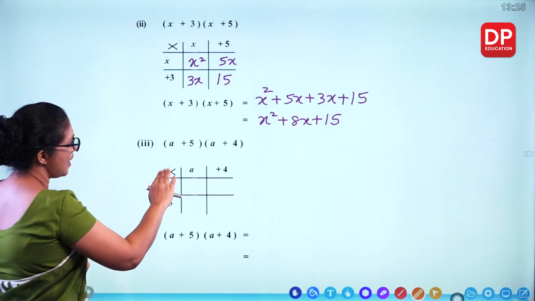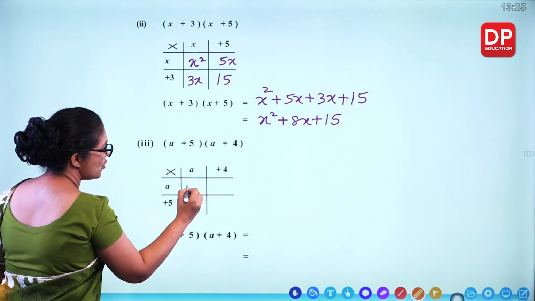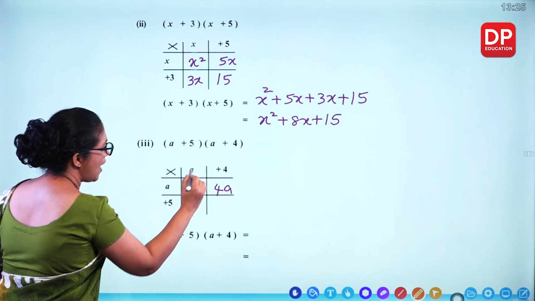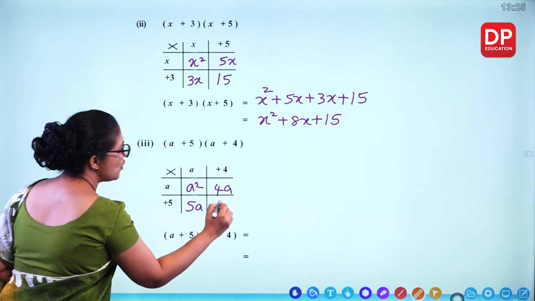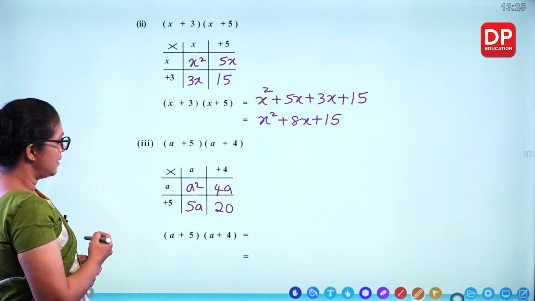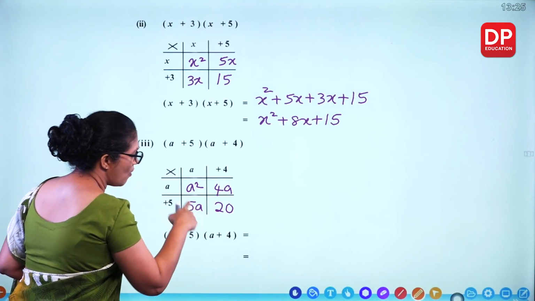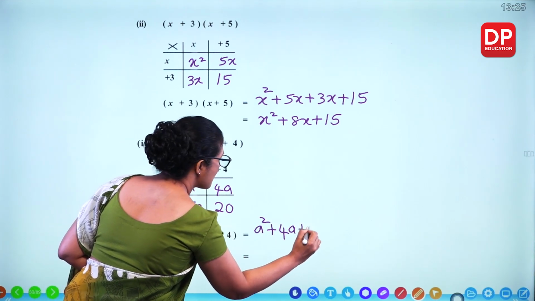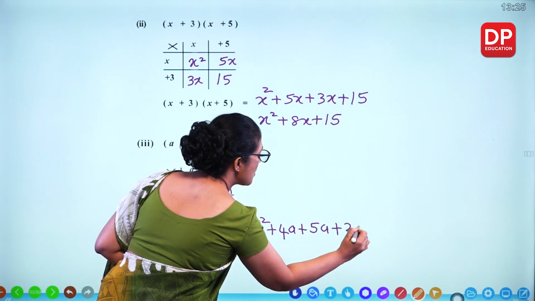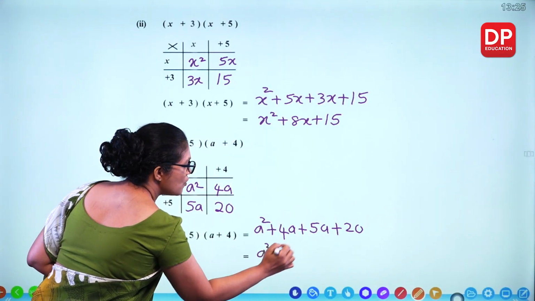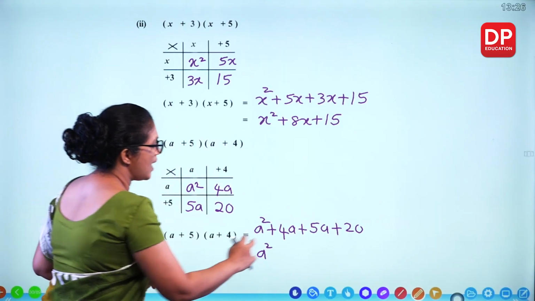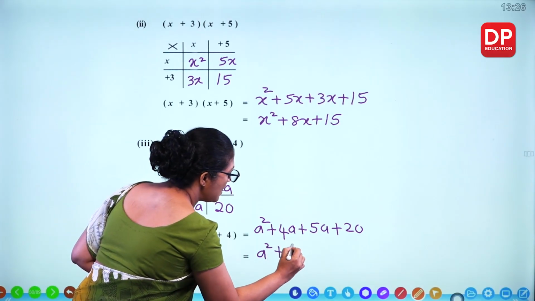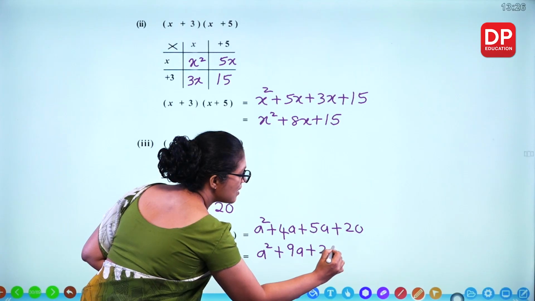Do the same thing. a plus 4, a plus 5. a into a, a squared. a into 4, 4a. 5 into a, 5a. 5 into 4, 20. So when you multiply, you get all these terms. So a squared plus 4a plus 5a plus 20. Now we can add these two, 5a and 4a, you get 9a and this is 20.